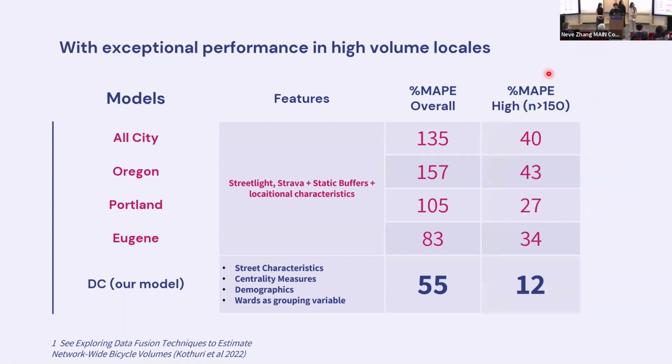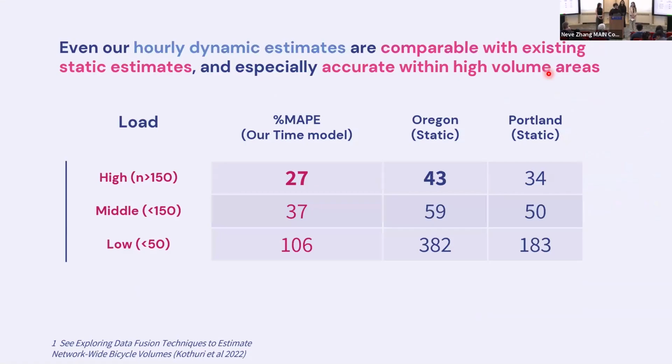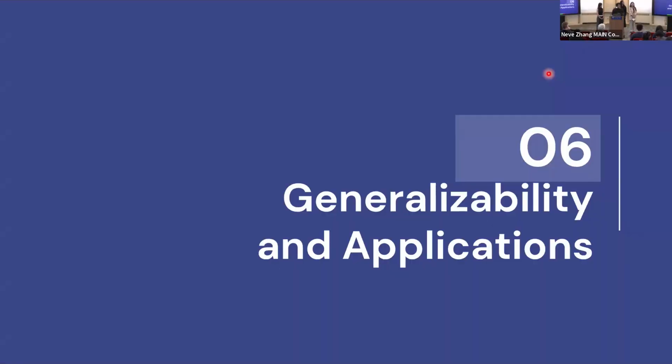Our model also performs exceptionally well in high volume locales, which is very important as high volume locales tend to be of significance for most traffic planning, because that is where we have load. Even our hourly dynamic estimates are comparable with existing static estimates, and this is especially accurate within high volume areas. Having covered the model performance, I'll now pass the time on to discuss its generalizability in applications.